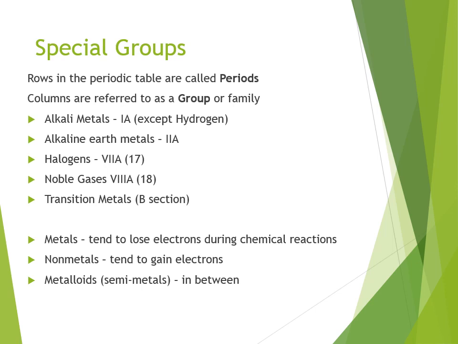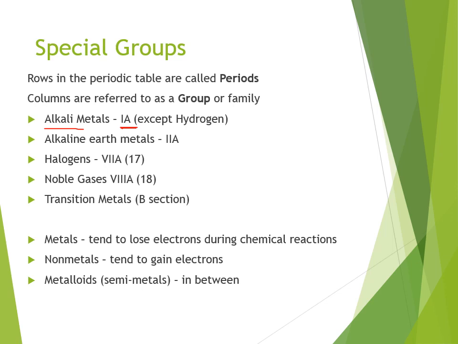So here's a list of some special groups present on the periodic table. In the previous slide, I showed a periodic table and showed where the representative elements were, the main group elements. Among them are the alkali metals in group 1A, so it's going to be that first column present on the periodic table. All of those elements are the alkali metals except for hydrogen. Hydrogen is not included as an alkali metal. It's actually not a metal at all. It's a nonmetal.